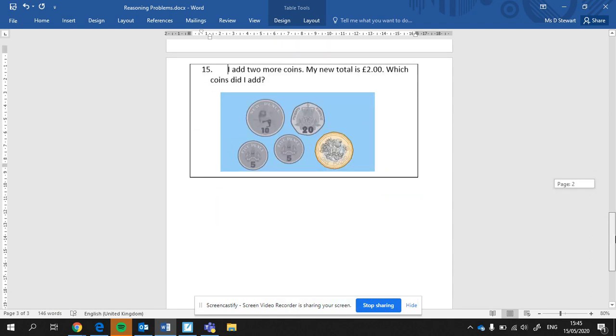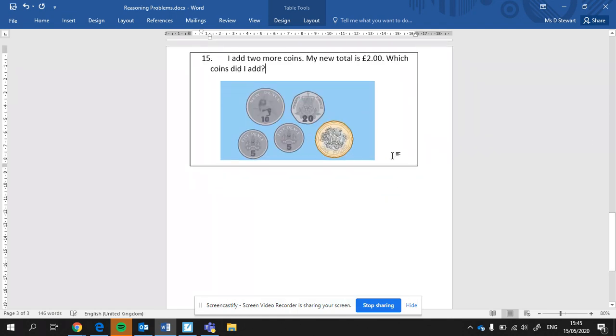Don't worry about the numbers too much. I'll edit this so it's right for people who haven't done these yet. I add 2 more coins. My new total is £2. Which coins did I add?